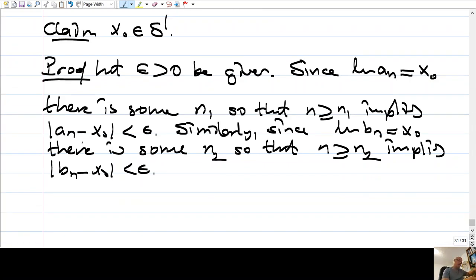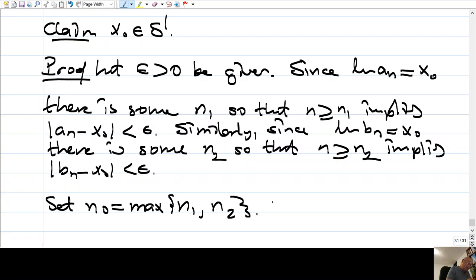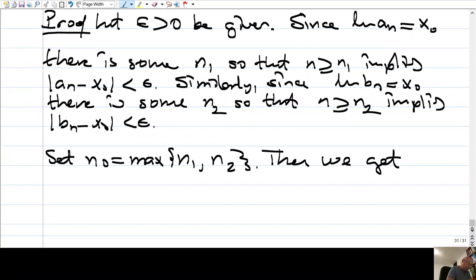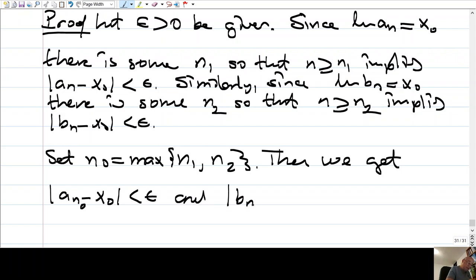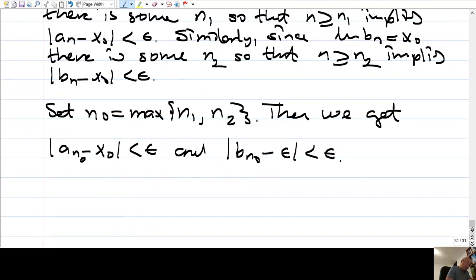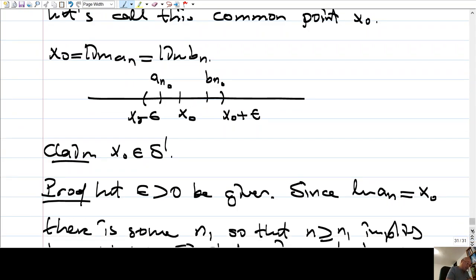So after some index, this is less than epsilon. After some other index, this is less than epsilon. So I choose my n_0 to be the larger index. Set n_0 to be the maximum of n_1 and n_2. Then n_0 is larger than both of them, and we get |a_n0 minus x_0| is less than epsilon, and |b_n0 minus x_0| less than epsilon. Exactly this situation. And since the a_n are increasing, they are all on this side of x_0, and the b_n are decreasing, therefore they are all on this side of x_0.